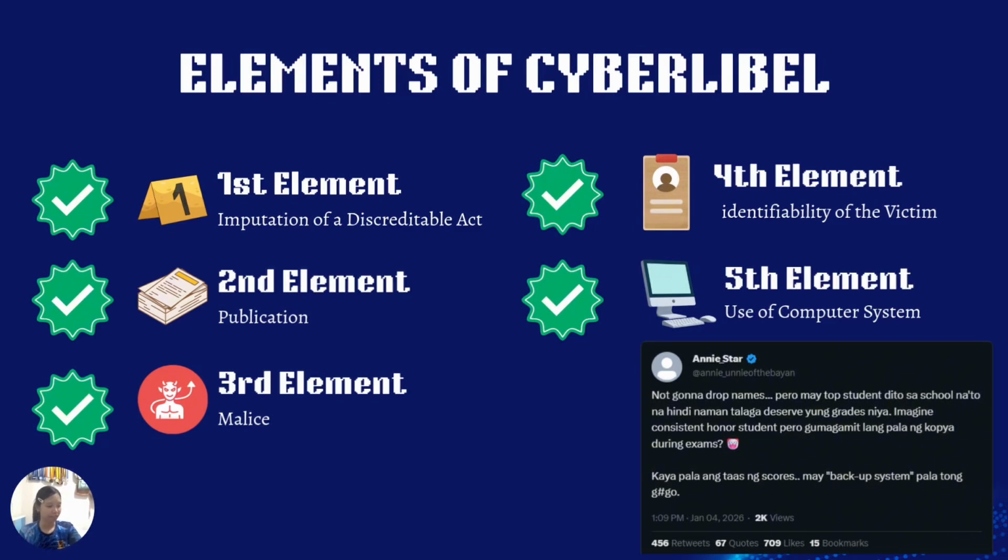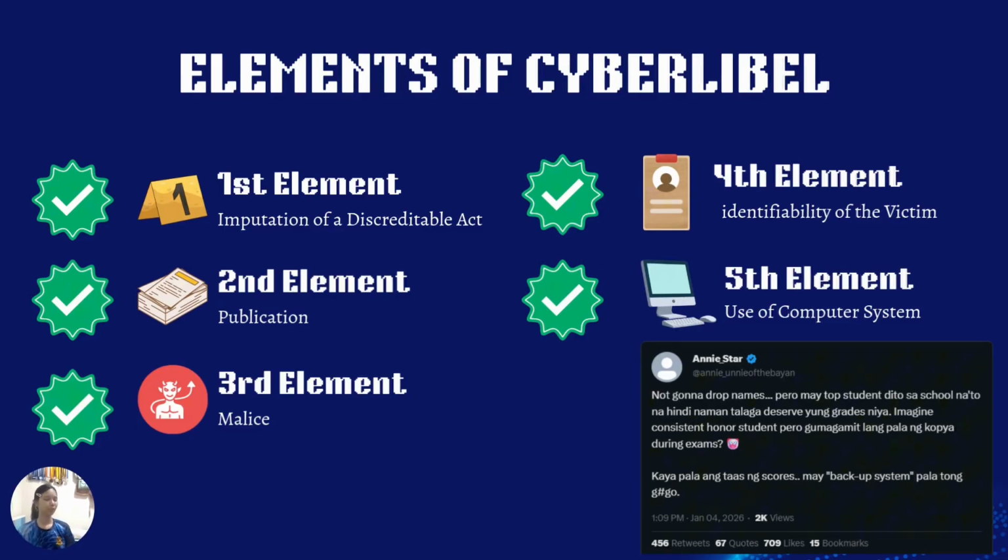Second, publication. Was it seen by others? Yes, it went viral nga ba, diba? Third element, malice. Was there malicious intent? Well, it just connects to the first element, which is accusation. So it's a check. Fourth one is identifiability of the victim. Can people identify the victim? Well, according to the given context, it is clear that it was Annie that posted it. It was also clear on her Facebook account that it was her.